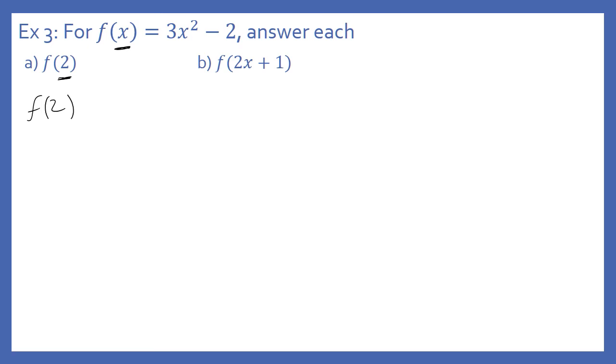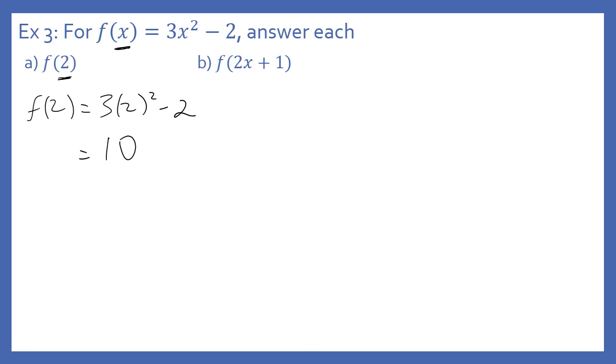So f of 2 equals, wherever I see x, put a 2. Good idea to put it in brackets. And then you could use your calculator, you could do mental math. One thing you definitely shouldn't do, don't do 3 times 2 is 9 and then square that's 81. Or sorry, 3 times 2 is 6 and 6 squared is 36. Definitely don't do that. What you want to do, remember BEDMAS, do the brackets, exponents first. So 2 squared is 4 times 3 is 12 minus 2 is 10.